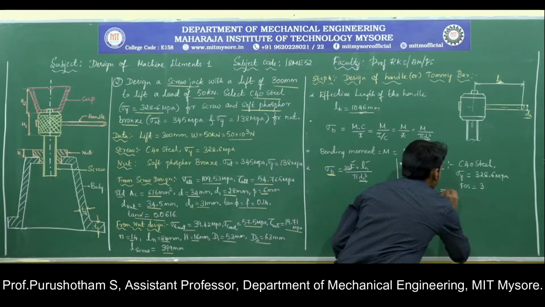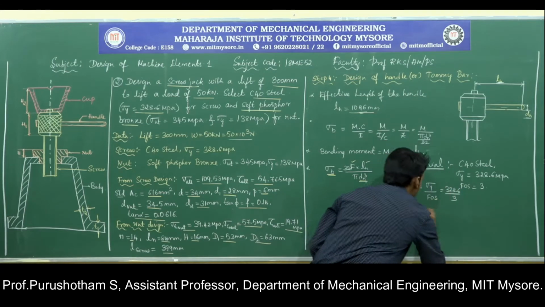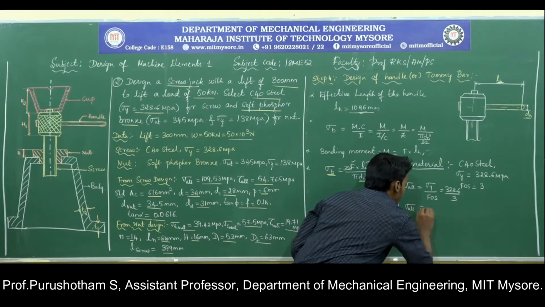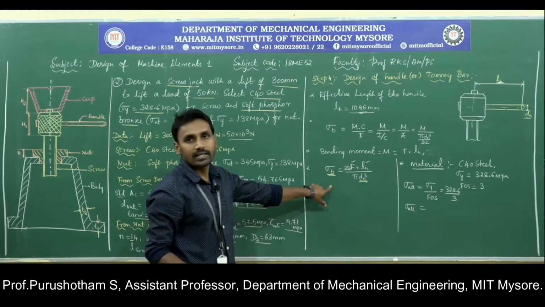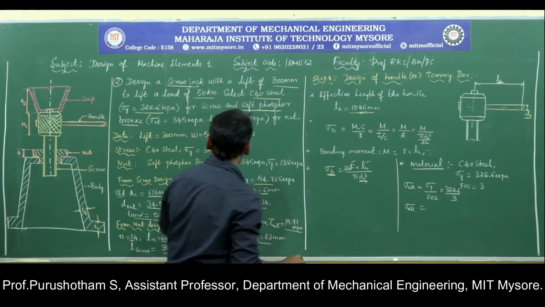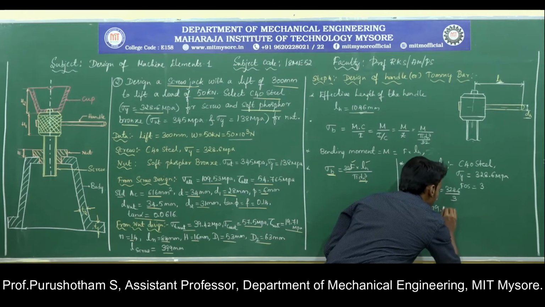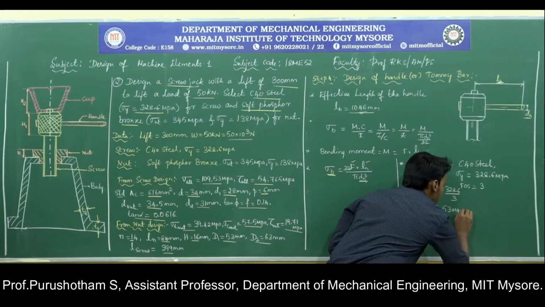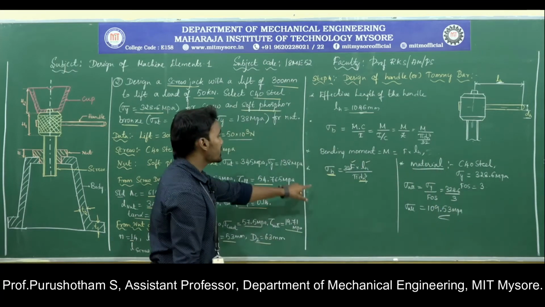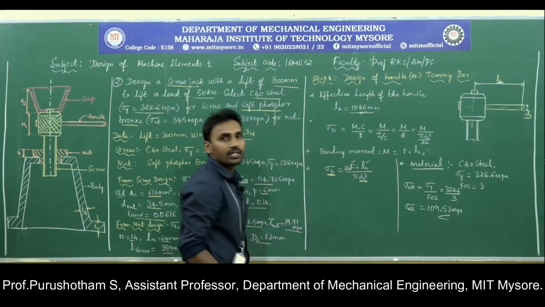So that is 328.6 by 3. So finally, sigma allowable of handle material, if you simplify this, you will get 109.53 megapascal. Now from this we know all the things except the diameter of the handle.